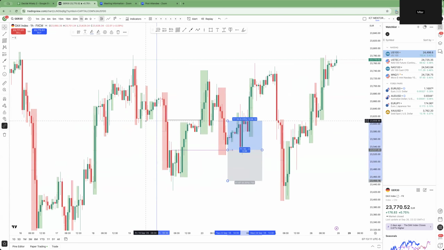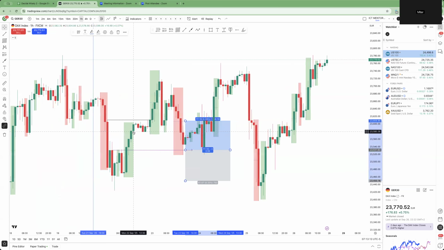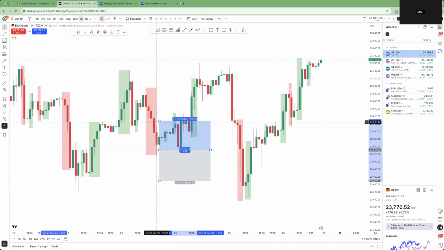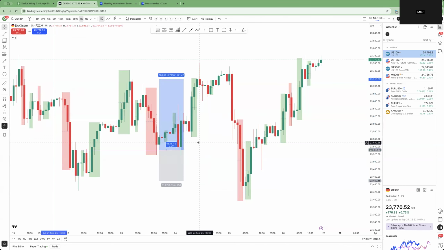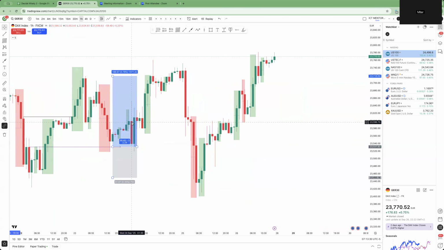My target before all this happened, where would I have targeted? It would have been either somewhere there or there. But now that we have this, maybe there, because it's a continuation block. So that will be my first trade. There'll be a sell inside there, but I don't want to confuse anyone.